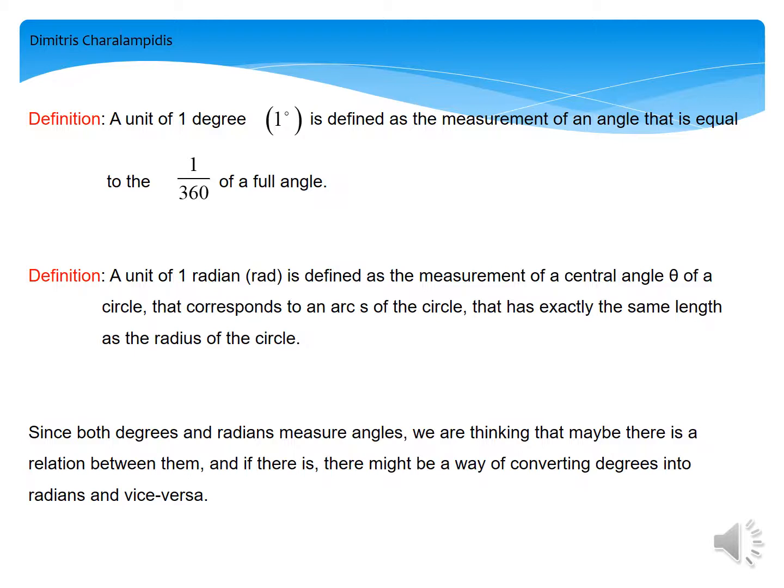Since both degrees and radians measure angles, we are thinking that maybe there is a relation between them, and if there is, there might be a way of converting degrees into radians and vice versa.